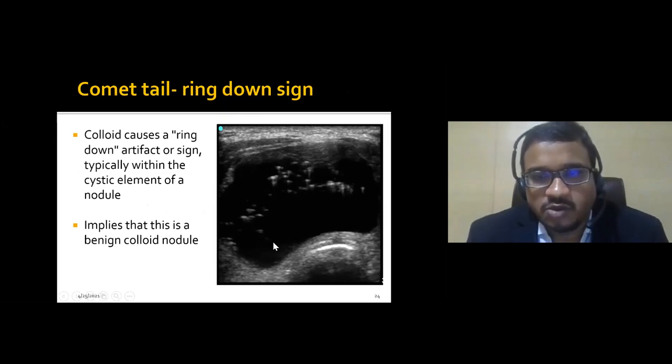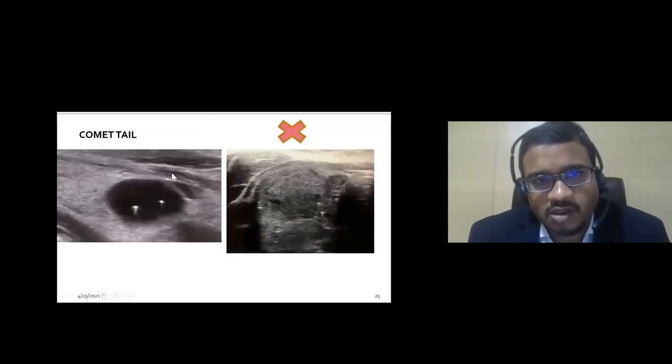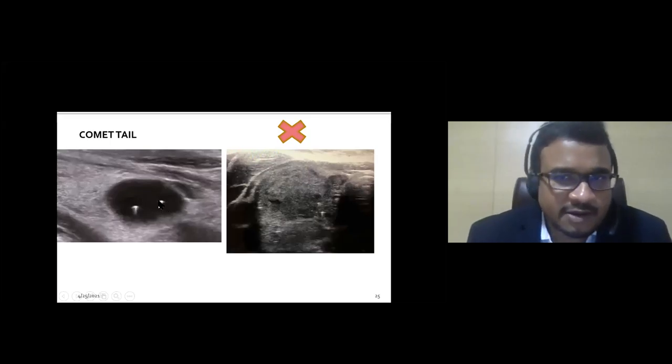Inside this nodule, you can see a lot of anechoic spaces, and inside these anechoic spaces, you can see this sort of a lesion. These are called comet tails, and this is typical of a benign colloid cyst. These comet tail artifacts are benign, and they are actually the reverberation artifacts of the colloid. So this is another example of a comet tail which is benign.